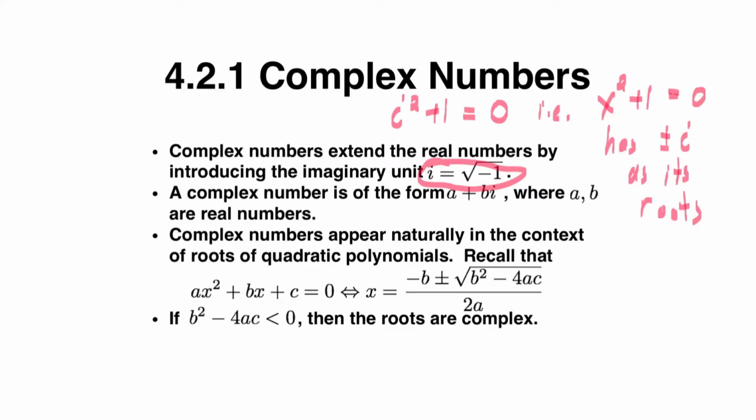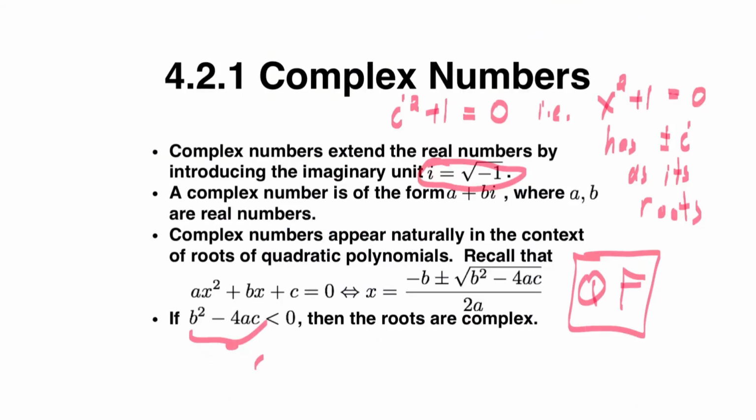In particular, my allusion to the polynomial x squared plus 1 can be made more general in the following sense. If I have a polynomial ax squared plus bx plus c, then the quadratic formula tells me that my roots are given exactly by -b plus or minus the square root of b squared minus 4ac, over 2a. If this quantity, b squared minus 4ac, is negative, then I'm going to get something negative under the square root.